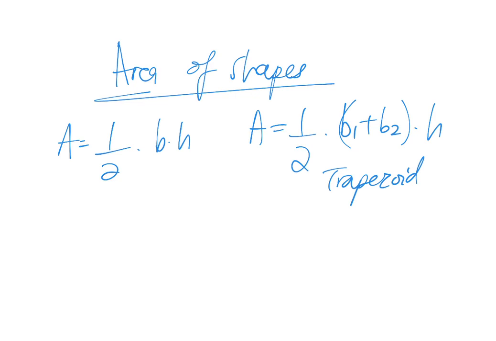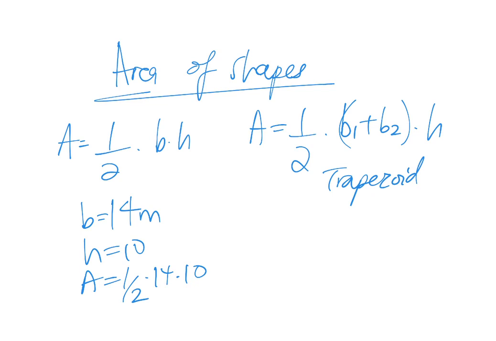So for example, if they tell us the base of a triangle measures 14 meters, if the base is 14 and the height is 10, what is the area of the triangle? We would say A is equal to 1/2 base, which is 14, times height, which is 10. So 14 is the same as 14 over 1. 10 is the same as 10 over 1. So basically, 2 goes into 10 5 times, and then you basically multiply them now. It'd be 14 times 5 that is left.